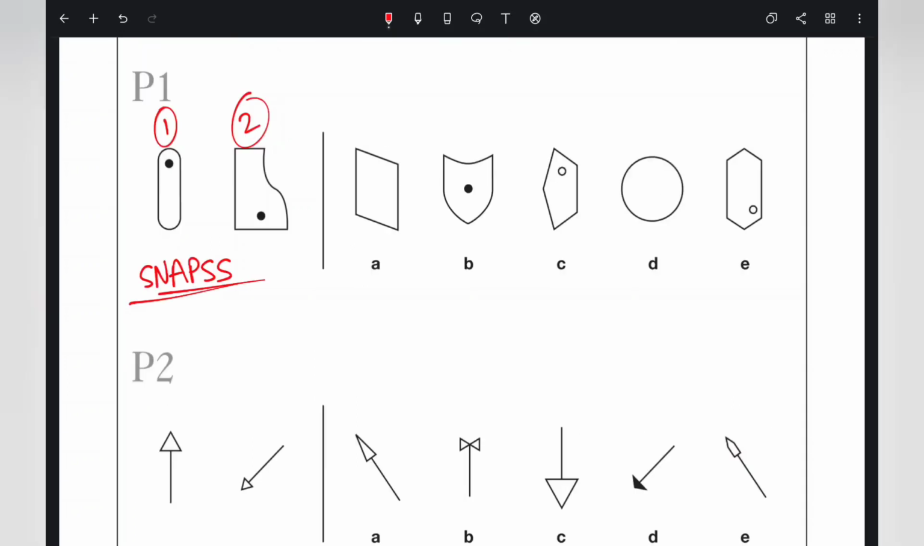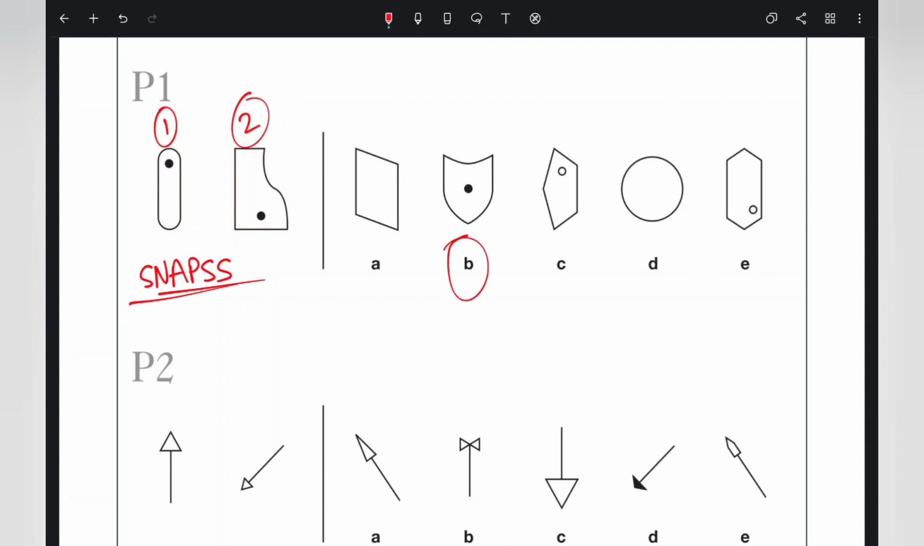As you can see from P1, number 1 and number 2, what is consistent between the 2 images is that they both have a black dot. Now, if you look at options A, B, C, D, and E, there's only one which has a black dot. The other 2 have a white dot. And if you look at A and D, they have no dot. So clearly, the next one for P1 will in fact be B.